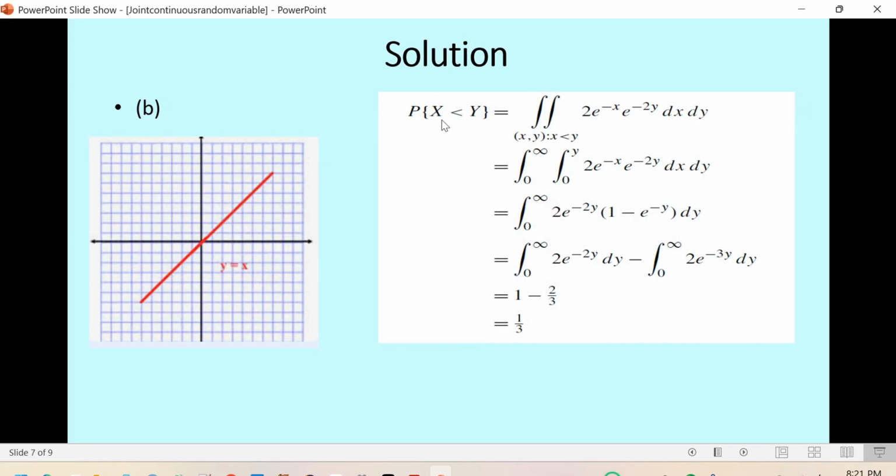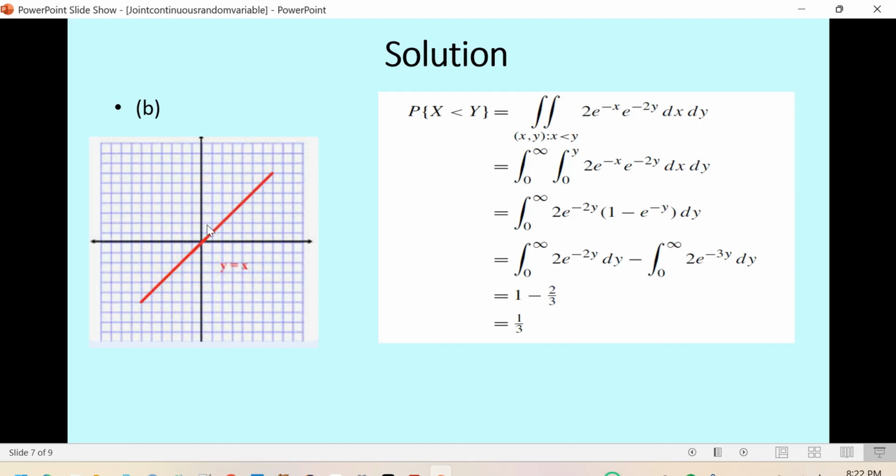And the second, we have to calculate the probability of x less than y. This is quite puzzling at first. But if we look at this figure, this is y equal to x. So where is x less than y? Actually it is this part, right? From this black axis and this red line, the area up. Because this is y equal to x, here is y less than x, and here is y larger than x.